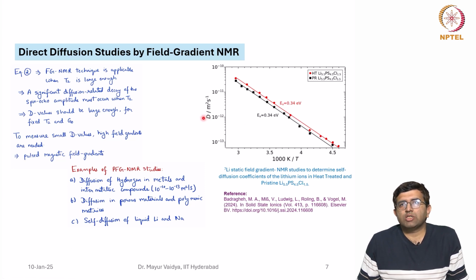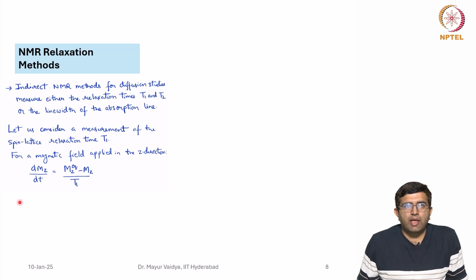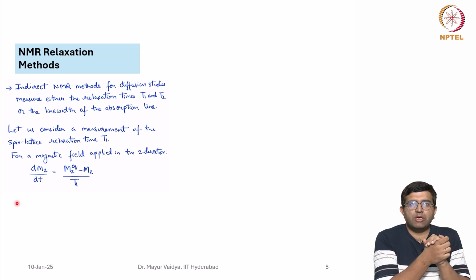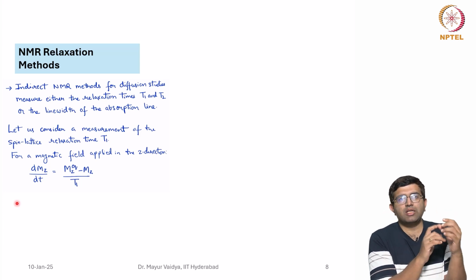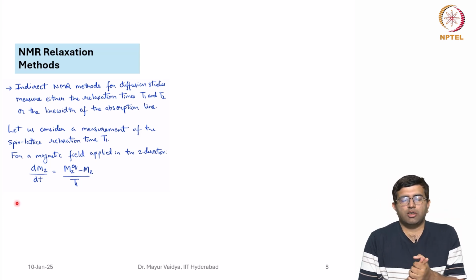So, this is the variation of D with 1 by T. So, basically the activation energy is also measured here. Then, so this is about the direct measurements. The indirect measurements for diffusion studies measure either the relaxation times T1 and T2 or the line width of the absorption line. Okay, remember when we talked about the direct measurement, there we are directly determining the D by measuring the amplitude of the spin echo experiments.